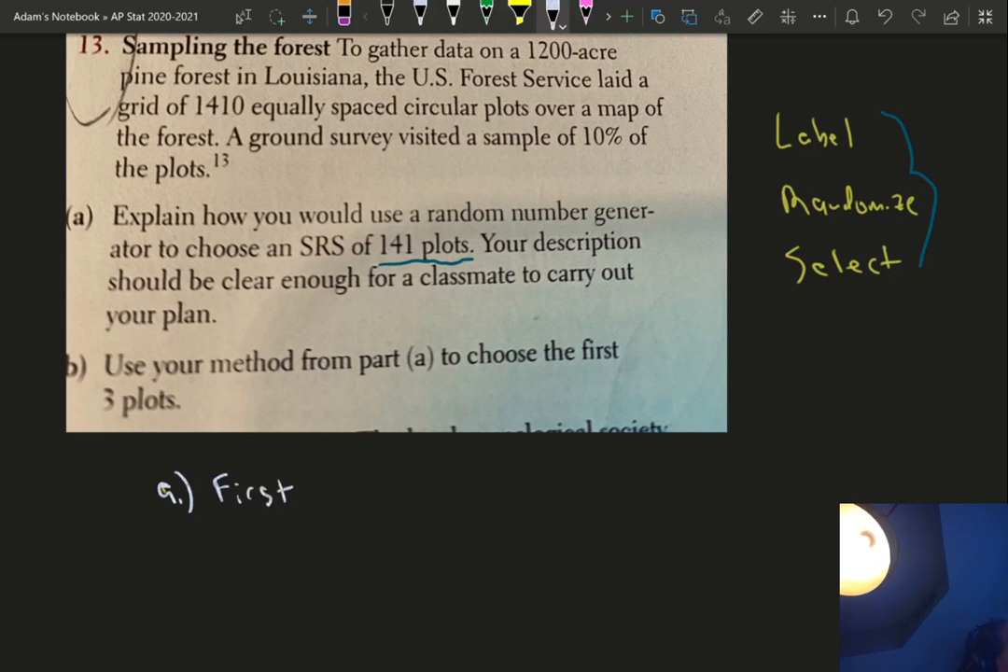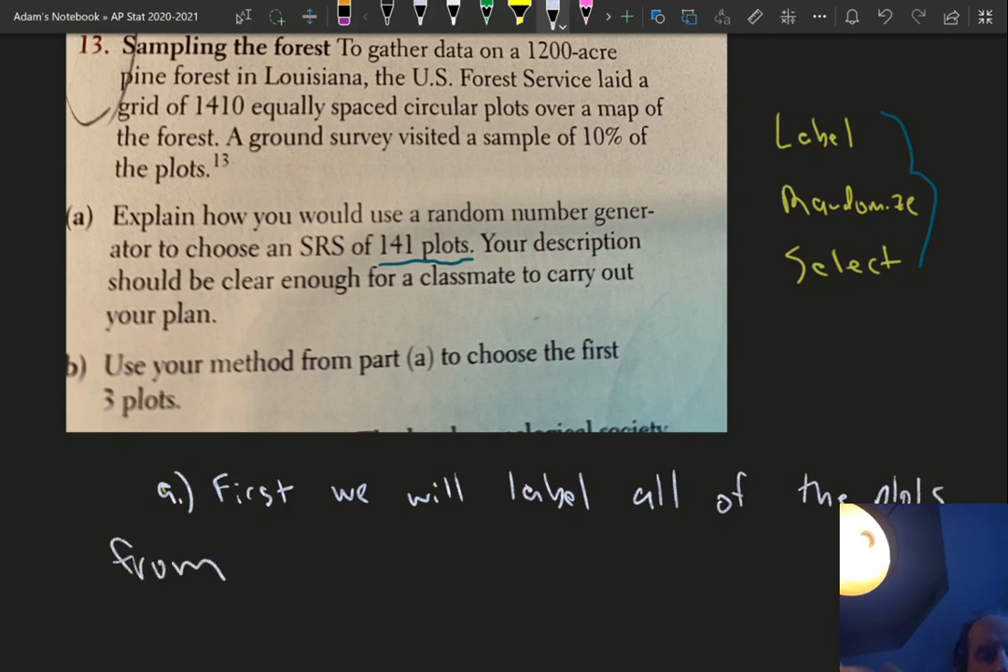We will label all of the plots from. Now, in this case, we're going to be using technology. We're going to use a random number generator, so we don't have to worry about digits. We don't have a table of values. So we're just going to label them from 1 to 1,410. It does not matter if we have 4-digit numbers. We're using technology now.